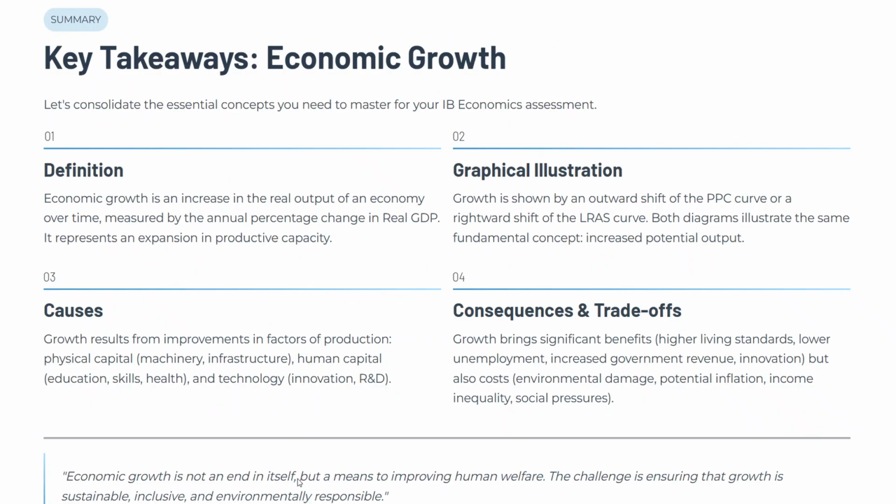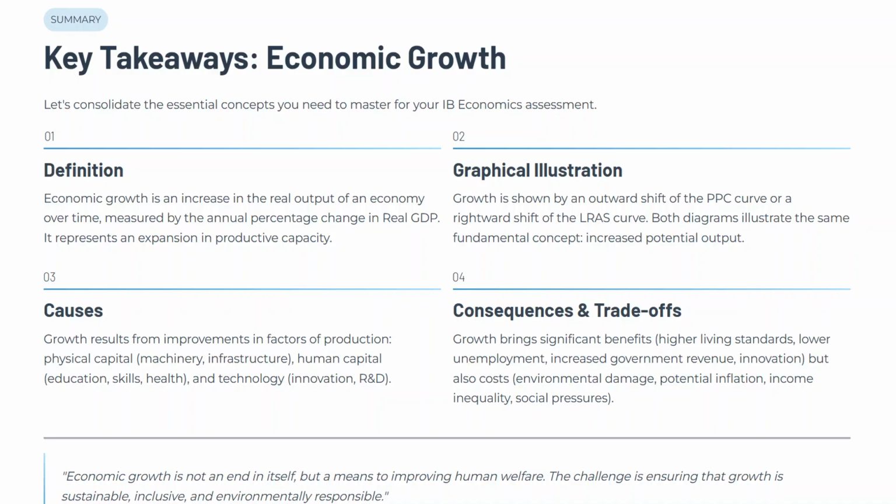Let's summarize the important topic of economic growth. Economic growth is an increase in real GDP over time. It is illustrated by an outward shift of the PPC or a rightward shift of the LRAS curve. The main causes are improvements in the quantity and quality of physical and human capital and technology.